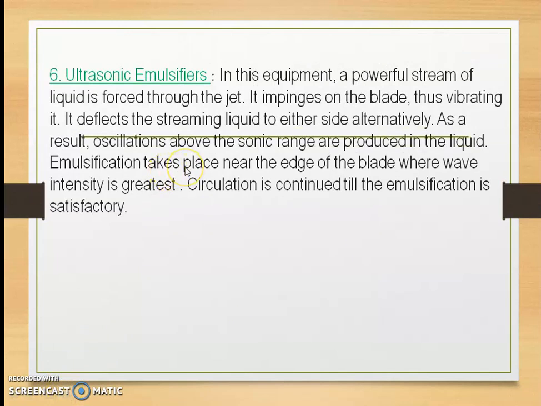Then the ultrasonic emulsifier. In this equipment, a powerful stream of liquid is forced through a jet. It impinges on a blade, thus vibrating it. It deflects the streaming liquid to either side alternately. As a result, oscillations above the sonic range are produced in the liquid. Emulsification takes place near the edge of the blade where the wave intensity is greatest. Circulation is continued till emulsification is satisfactory.